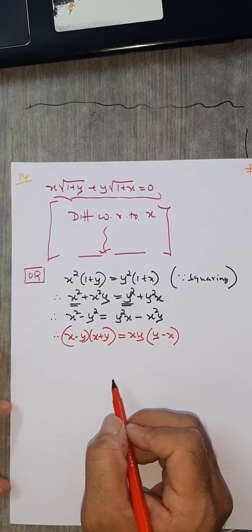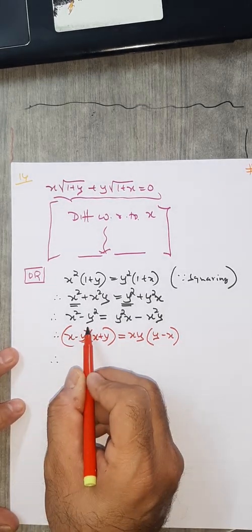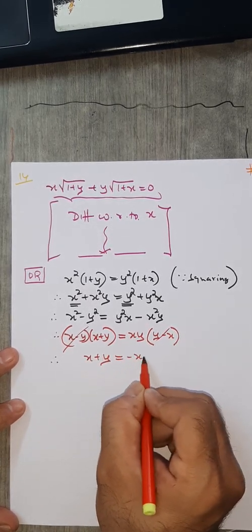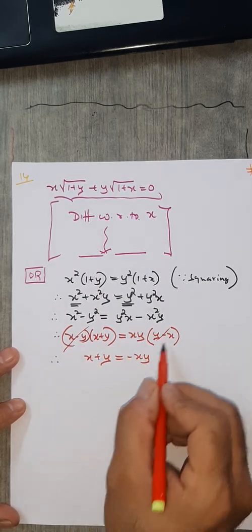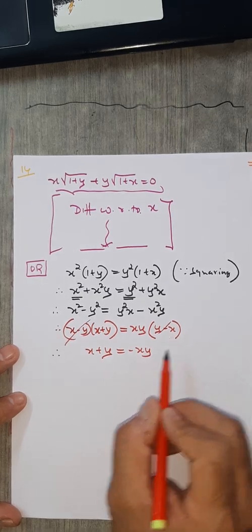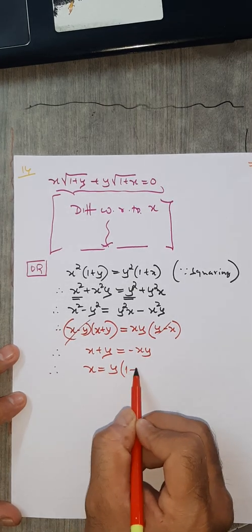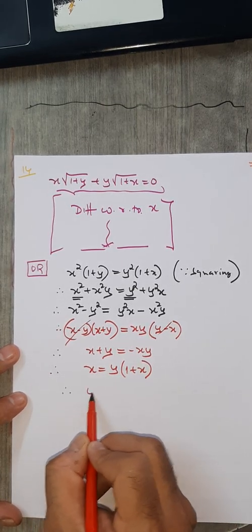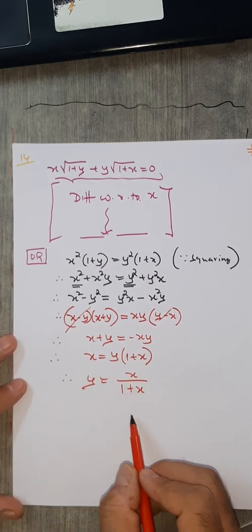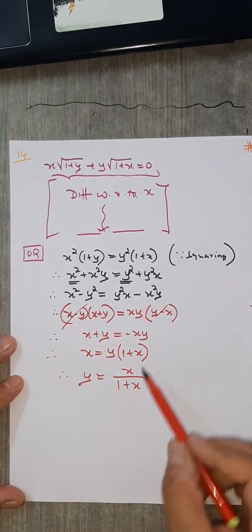Now further here, this will get cancelled, so you are left with minus sign there. So minus xy, cancelling y minus x from both the sides. And now here x equals to, take y common, so 1 plus x, and therefore y equals to x upon 1 plus x. So you have expressed y purely in form of x. This was implicit, now this is explicit.